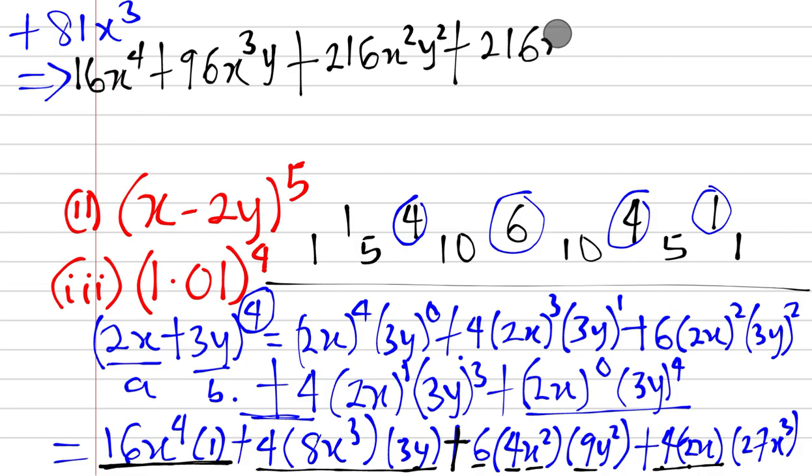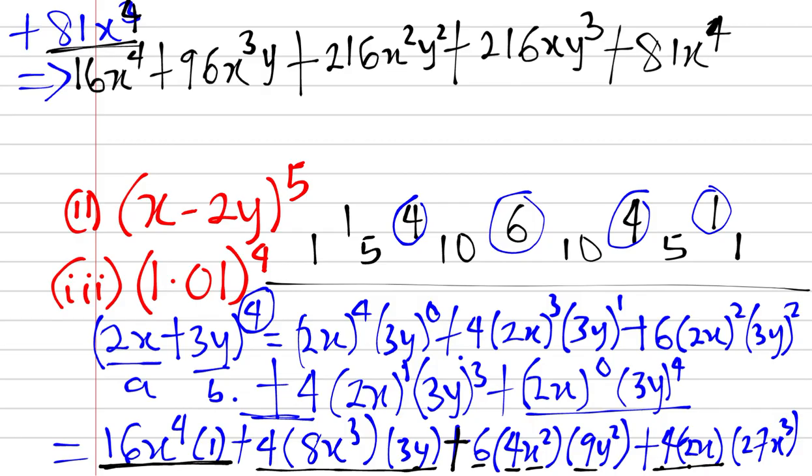So this is x. Then our y is raised to power 3. Are you seeing that now? Plus our last value, which is up here: plus 81 x raised to power 4, not 3. So that is the answer to our question. Our answer is 16x raised to power 4 plus 96x raised to power 3 y plus 216x squared y squared plus 2xy cubed plus 81x raised to power 4.